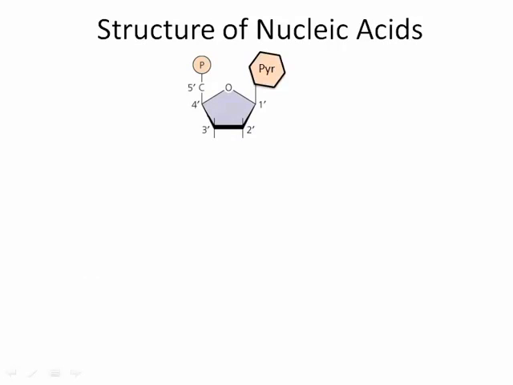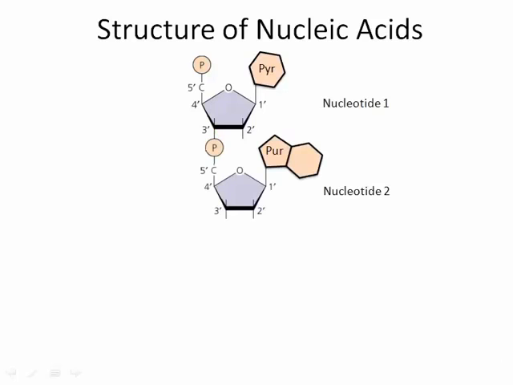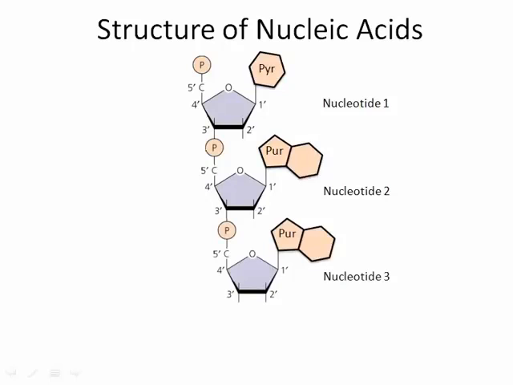Nucleic acids, whether DNA or RNA, are formed by stringing nucleotides together. This is where carbon numbering comes in. The base is attached to the 1' carbon, and phosphate is attached to the 5' carbon. A second nucleotide can be attached with its phosphate to the 3' carbon of the first nucleotide. Another nucleotide can be added to the 3' carbon of the second nucleotide, and so on.